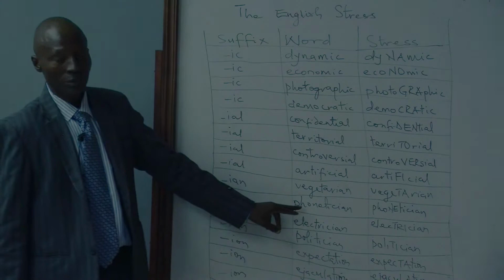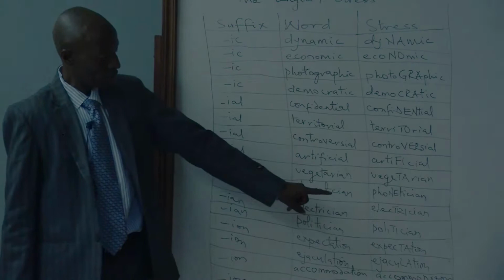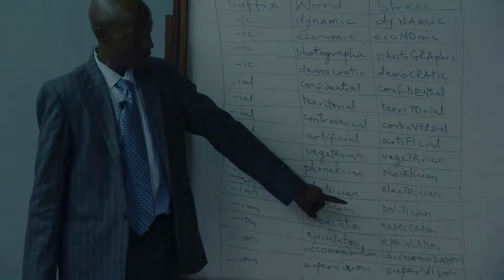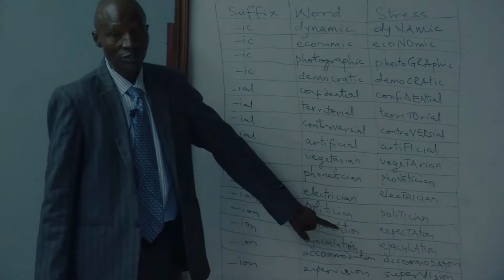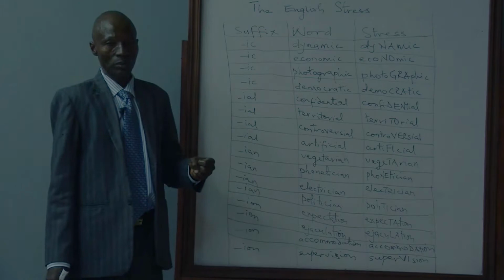Phonetician. It is the ti that receives the stress. Electrician. It is the tri that receives the stress. Politician. It is the ti that receives the stress. Expectation. It is the ta that receives the stress. Ejaculation. It is the la that receives the stress. Then accommodation. It is the da that receives the stress. Supervision. It is the vi that receives the stress. There are so many other words ending with any of these. And then the last but one syllable receives the stress. The last but one syllable, which people call second to the last, receives the stress.